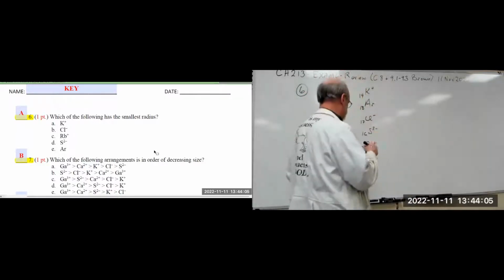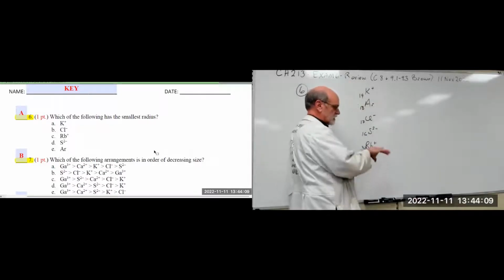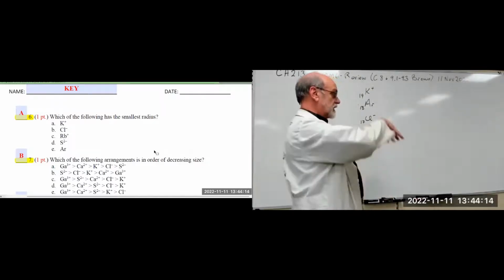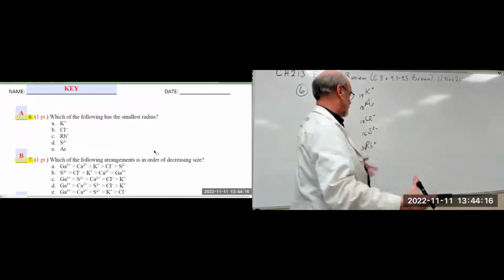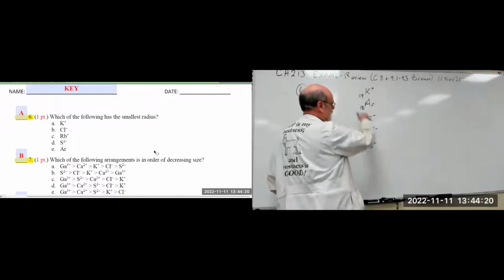Yeah, it won't be rubidium. It's got too many electrons. Even though it has more protons, it's still got so many extra electrons in another energy shell that it's going to be too big. So it can't be this one. So we got to look at these.